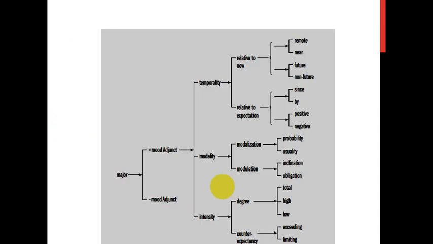Okay, and mood adjuncts, as we discussed before, have a positive and a negative part. Temporality is talking about relative to now or relative to the expectation. We'll see them one by one after this. And then modality has modalization, probability and usuality, and it is about modulation, inclination and obligation. Okay, so you can watch again the previous video about this. And then intensity is about the degree and also counter expectancy.